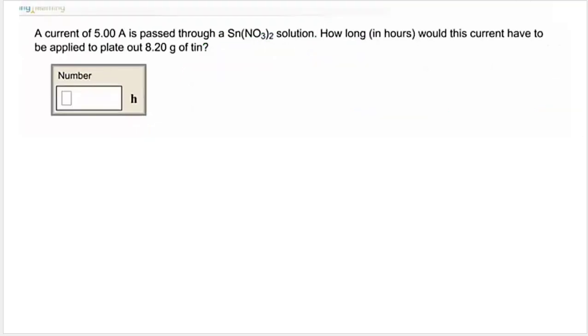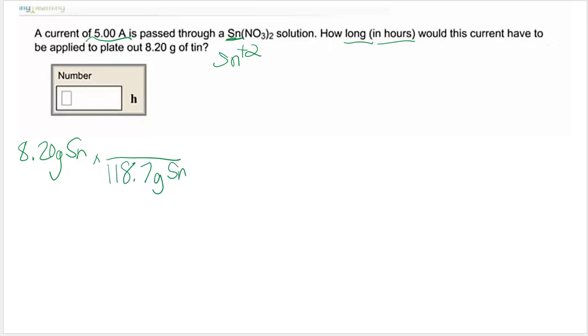So in this example, we're told that we have a current of 5 amps that's passed through a tin nitrate solution. Again, we can find out what this tin ion is. It'll be Sn +2. How long in hours would this current have to be applied to plate out 8.20 grams of tin? So we're starting on the opposite side. I'm going to write down our 8.20 grams of Sn. And anytime we have grams, hopefully it's been ingrained in your head, we want to get to moles. So I'm going to look at the molar mass of tin, 118.7 grams of tin for 1 mole of tin.